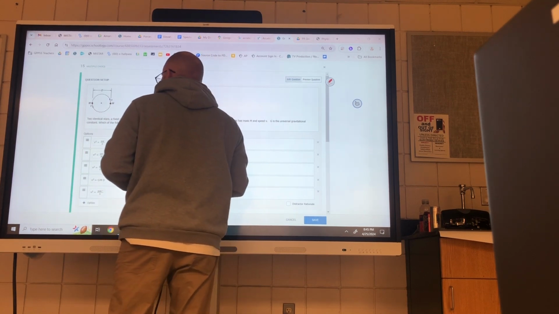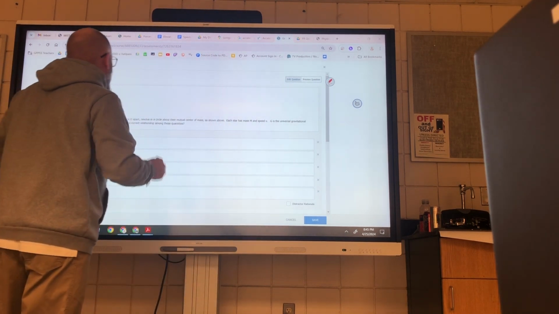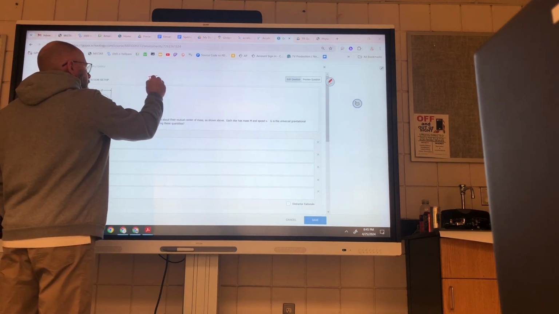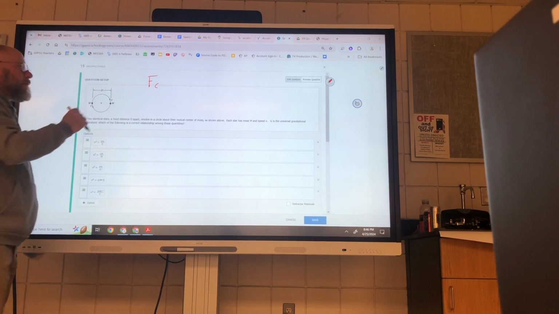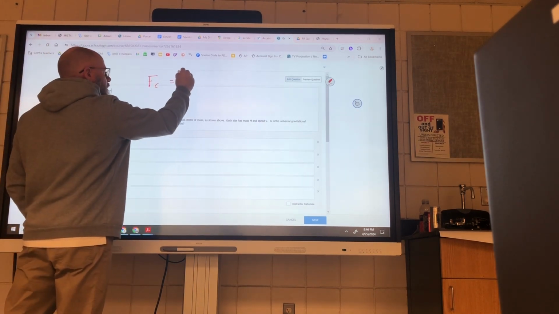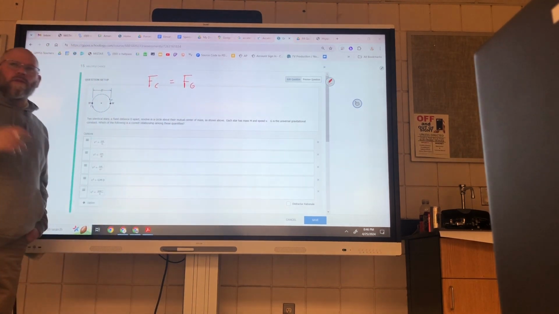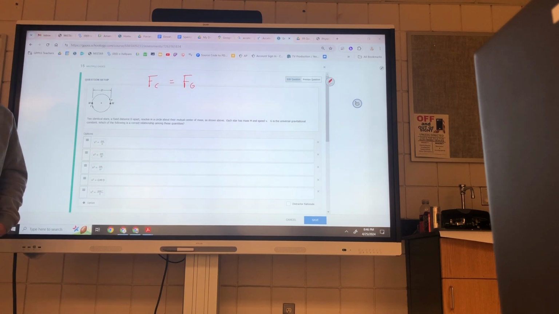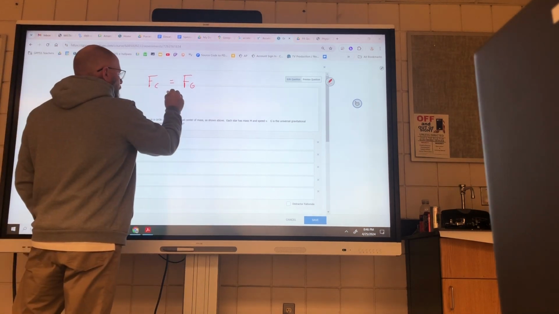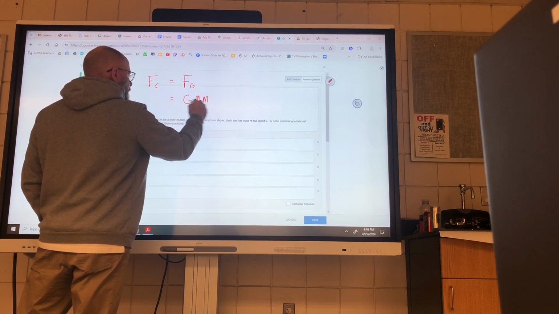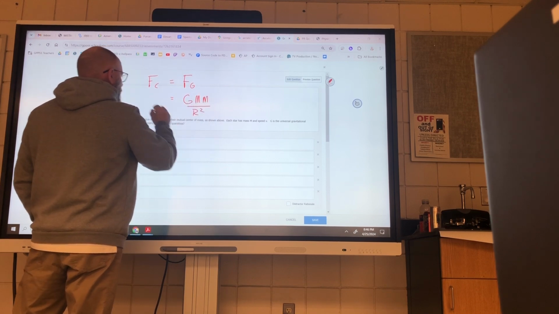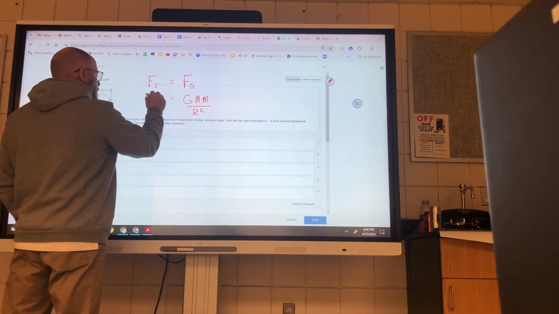All right, so what do we know? Are these guys in circular motion? Yes, they totally are. What's causing them to be in circular motion? The gravitational force. True? Sound good? So, what's the gravitational force formula? G M over R squared. And the centripetal force formula?